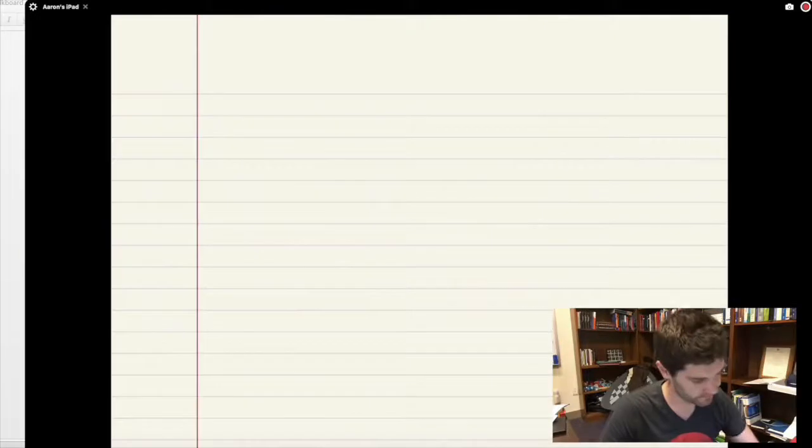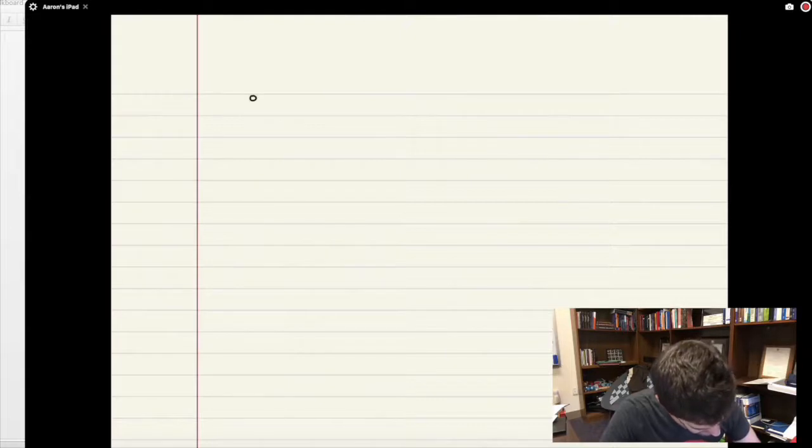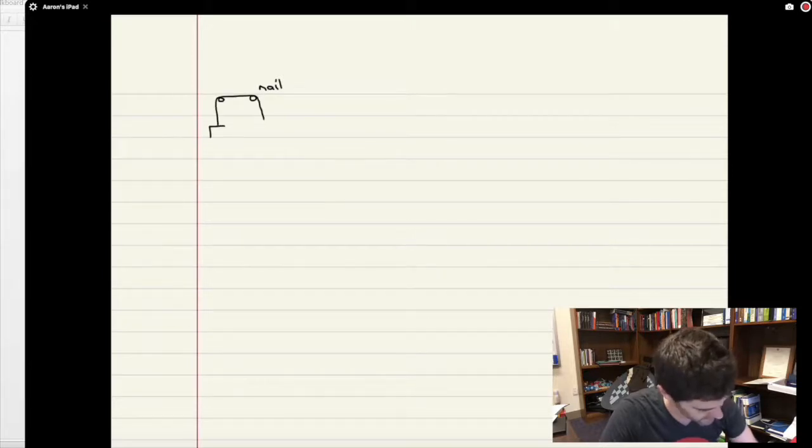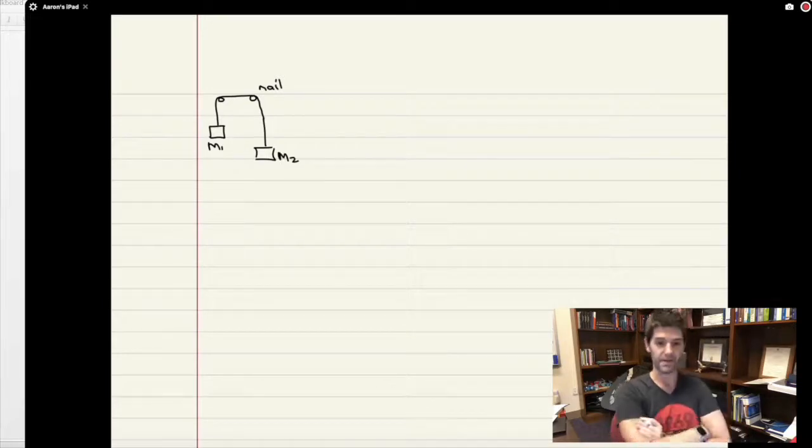For example, suppose there is a nail. Suppose there are two nails. And across the nails is, say, a piece of rope. The rope is attached to one box that has mass M1. And then over here, the rope is attached to another box that has mass M2.